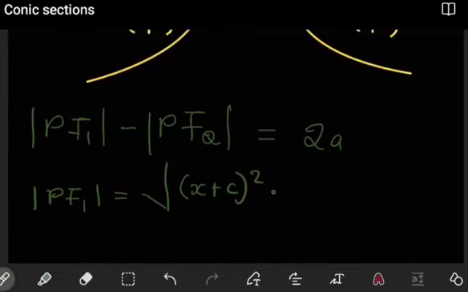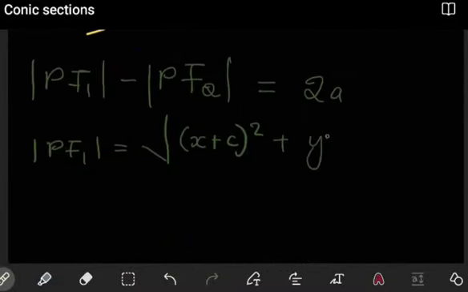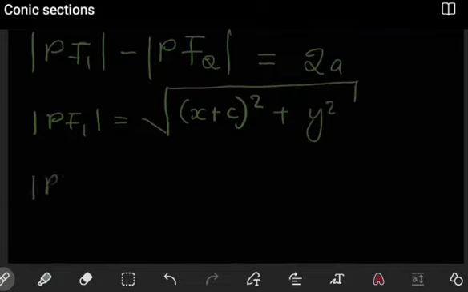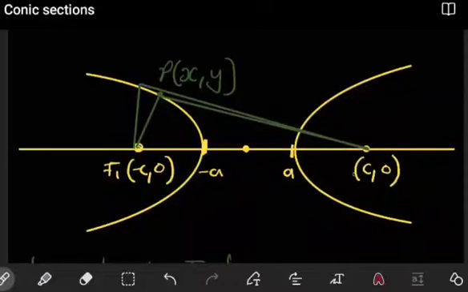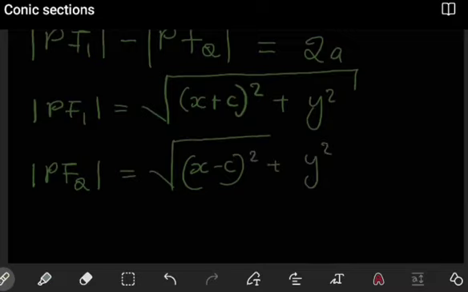Then we have plus the y values, it's y minus 0, which is just y, and then we'll square it. So this is what Pf1 is. Now we move on to Pf2. What do we get? For Pf2, from P to F2, F2 is here. So this is going to be x minus c, y minus 0. So you have x minus c squared plus y minus 0, just y squared.